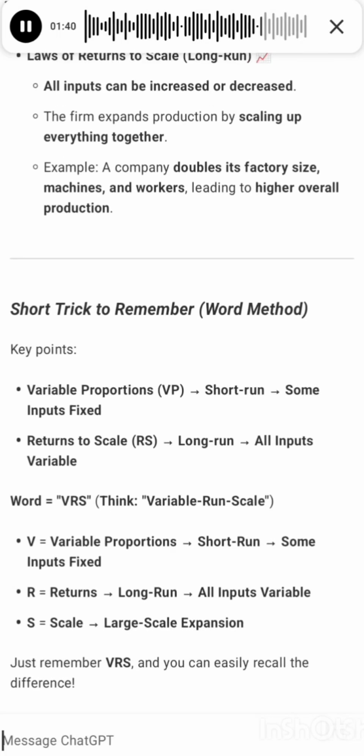Short trick to remember. Key points. Variable proportions, VP, short run, some inputs fixed. Returns to scale, RS, long run, all inputs variable. Word equals VRS, think variable run scale. V equals variable proportions, short run, some inputs fixed. R equals returns, long run, all inputs variable. S equals scale, large scale expansion. Just remember S and you can easily recall the difference.